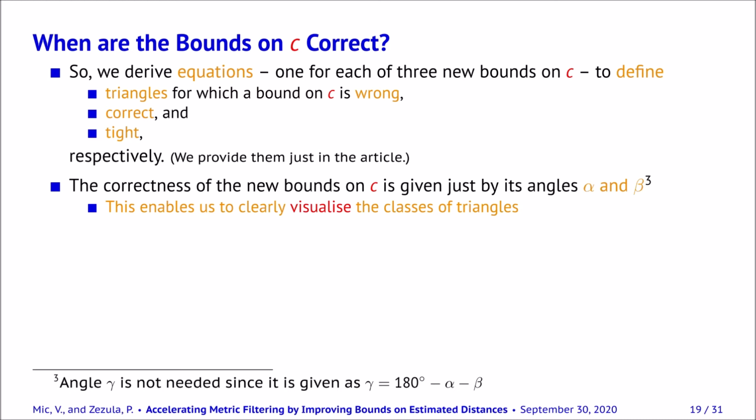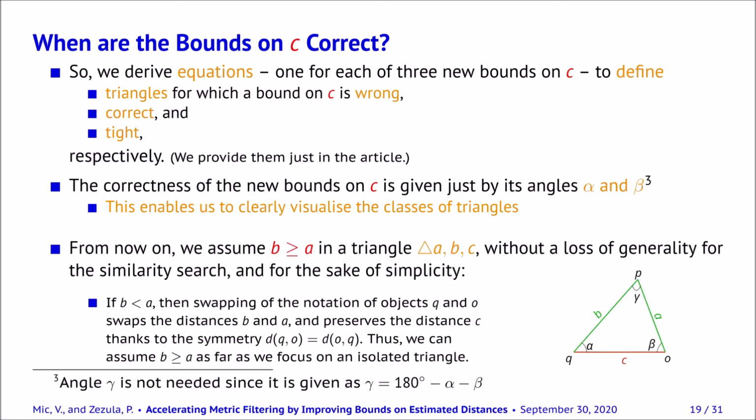Formally speaking, we introduce the decomposition of all triangles into several classes. To facilitate this step, we add one more assumption. We assume that B is bigger or equal to A, and thus beta is bigger or equal to alpha. Please see that this assumption is made without a loss of generality for the similarity search, since we consider just one triangle ABC. Specifically, if B is smaller than A, we can swap the notation of vertices Q and O. While this preserves the distance C thanks to the symmetry of the distance function, it swaps distances A and B.